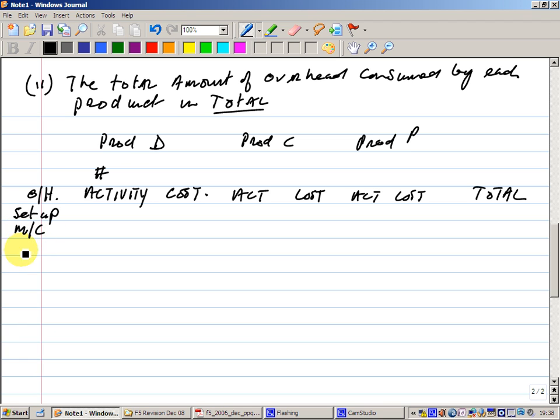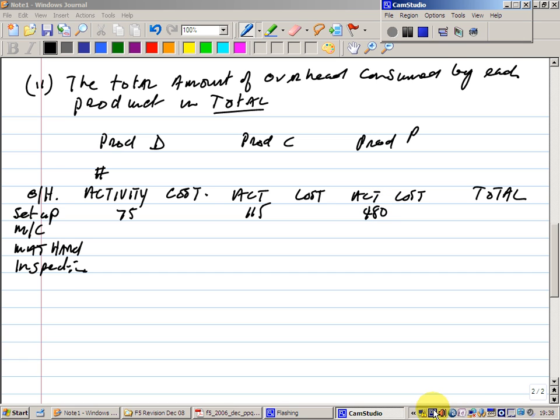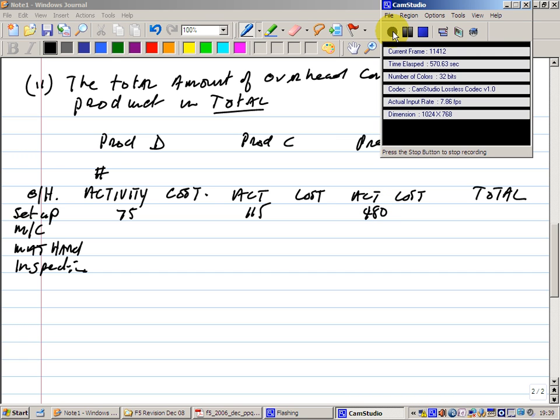So that's setup, machinery, material handling and inspection. The number of activities for each product are going to work out like this. So 75 setups for product D, 1250 for product C, it's 115 for product C and 480 for product D. So we complete the table like that.